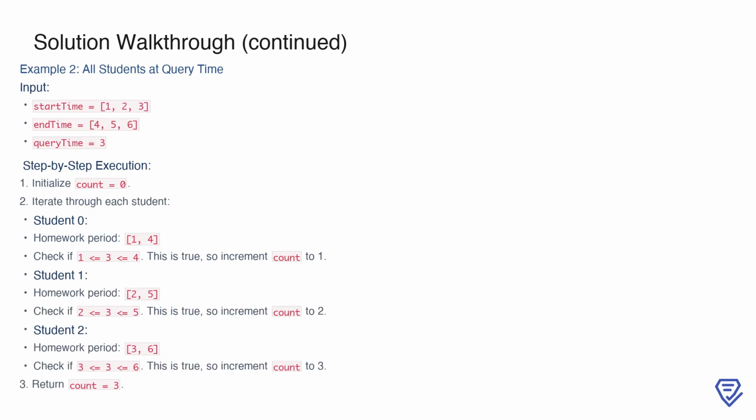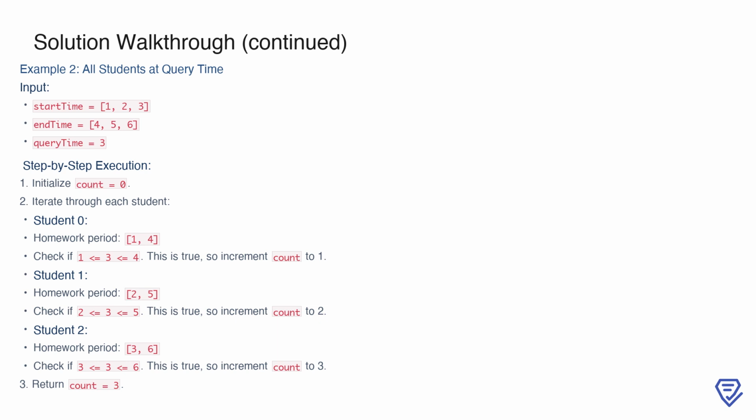Now consider another example where query time equals 3 and all students are doing homework during this time. The inputs are start time equals 1, 2, 3, and end time equals 4, 5, 6. Again, we start by initializing count to 0.